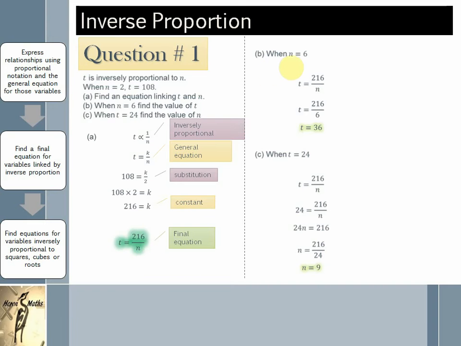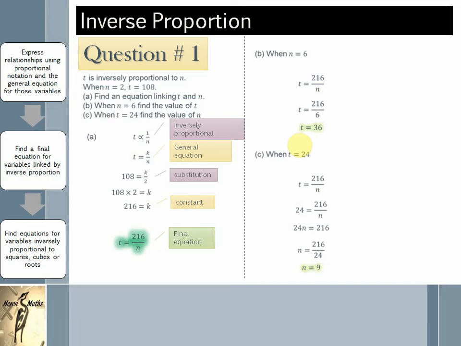Next, move on to part b. When n is equal to 6, now he gave us the value of n and he says to find the value of t. So we use this general equation here: t is equal to 216 over n. We know that the value of n is 6. We use this value of n in the equation. Now we get the value of t, which is equal to 36.